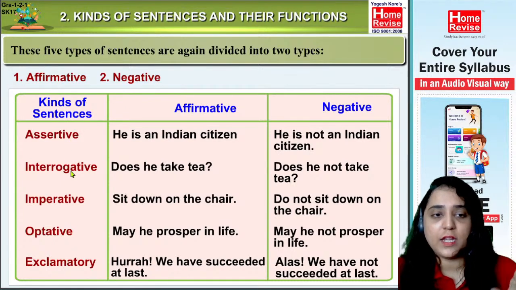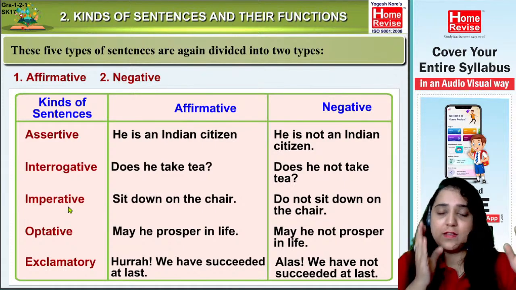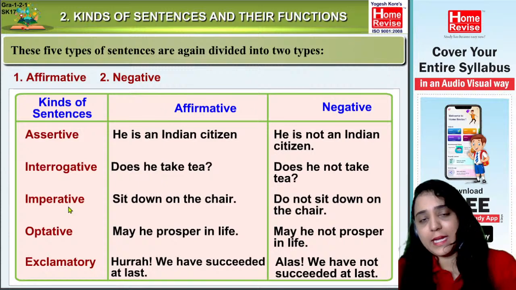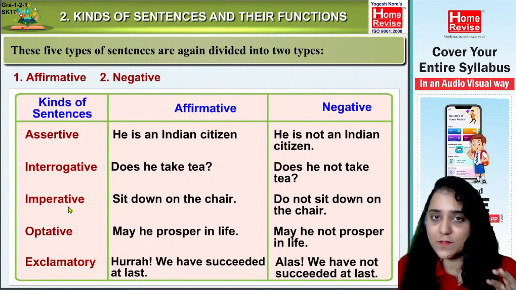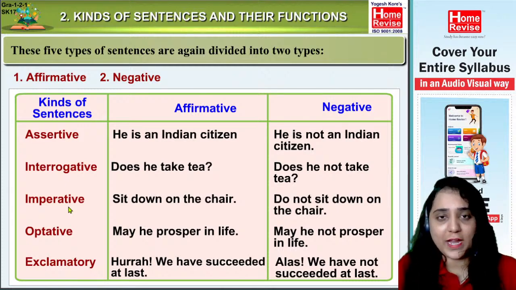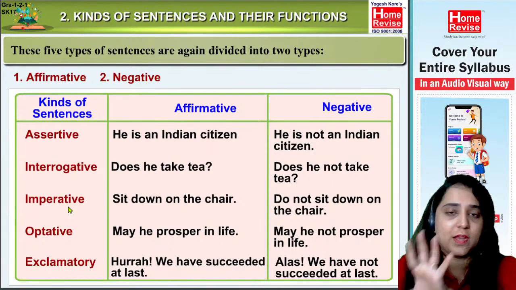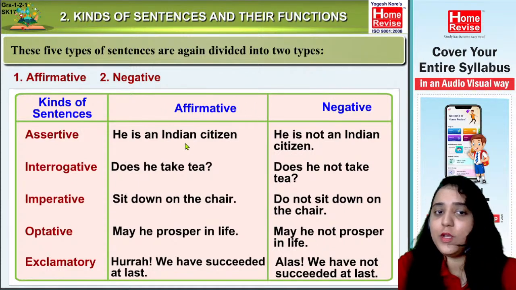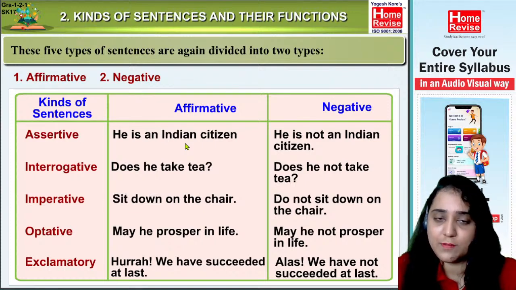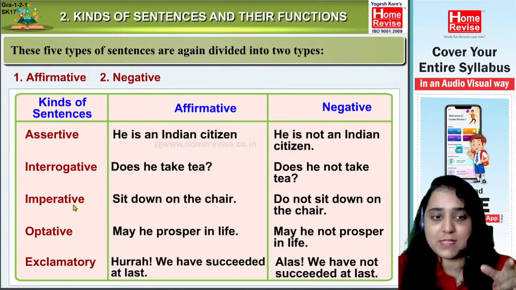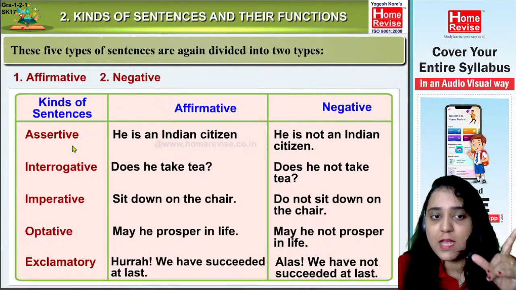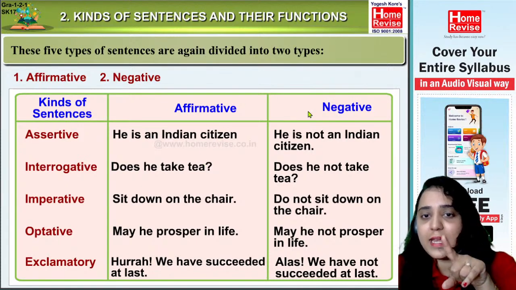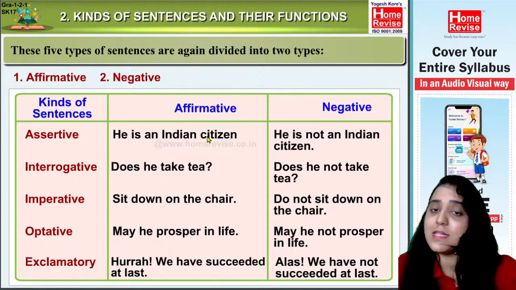Yes, so each kind of statement has an affirmative, that is a positive statement, and also a negative statement. Now, as you all know, what are the positive statements and what are the negative statements? If you find any of the words such as no, not, never, such kind of negative words anywhere in the statement, that kind of statement is called a negative statement. And if you don't find any negative word in the statement, that means it is an affirmative statement. I hope these things are clear to you, that all the five kinds of sentences are further divided into positive statement and negative statement, where positive is also called affirmative.